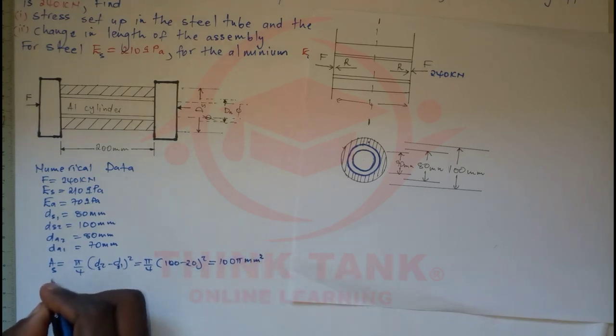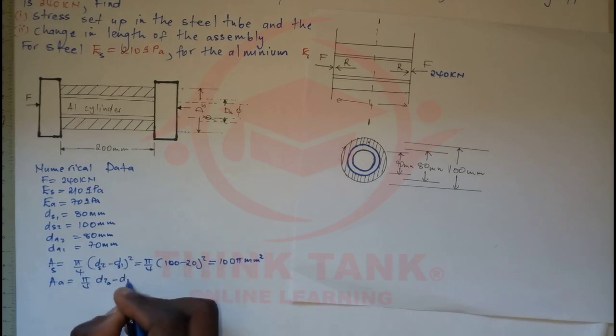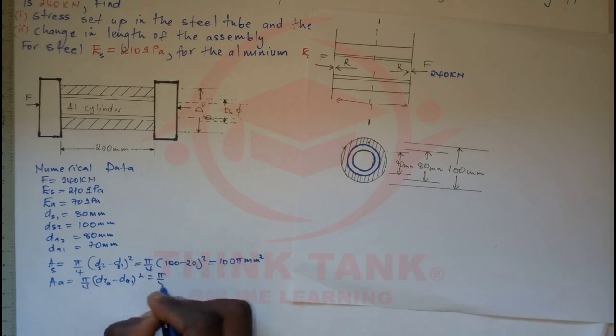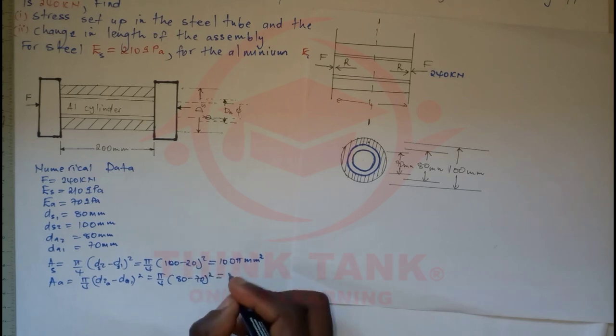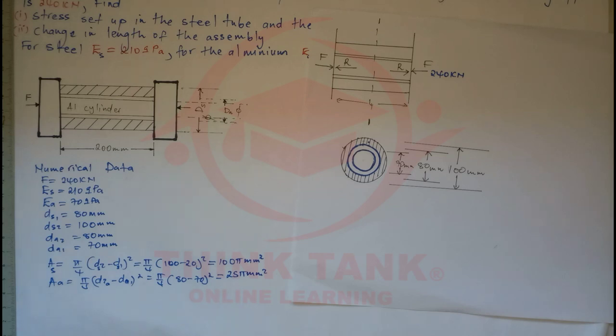And if we move on to the area of the aluminum, it's going to be pi over 4 times (d_a2 minus d_a1) squared. The outside is 80 minus 70 millimeters squared, and we're going to see that that's going to be 25 pi millimeters squared.